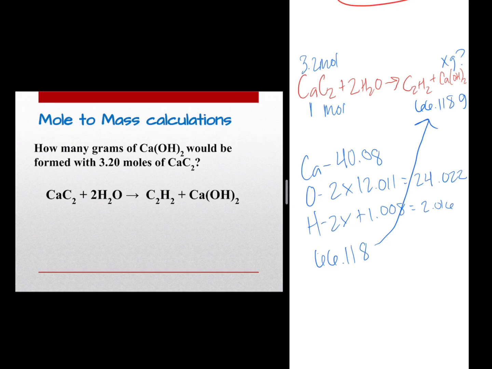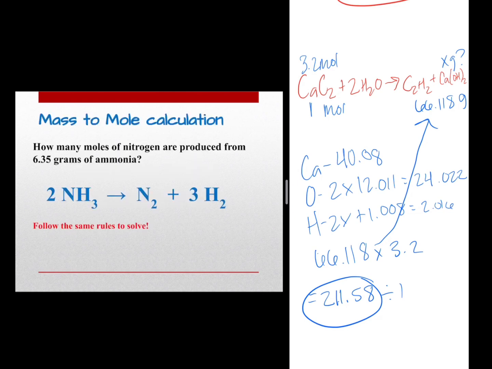So now I have everything I need to go ahead and cross multiply and divide. I'm going to multiply this number times 3.2, which is giving me 211.58. And I'm going to divide that by 1 so it stays the same. So that is my answer.